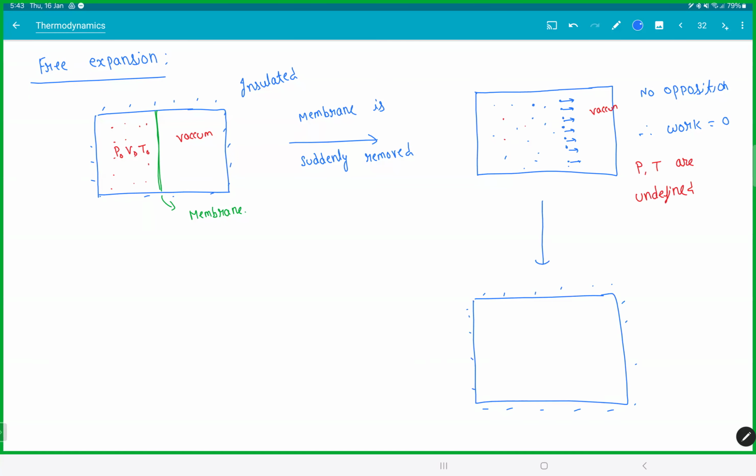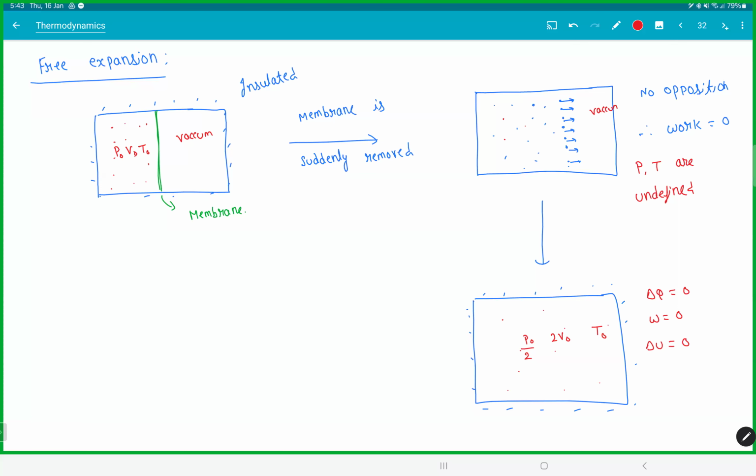Now, this is the best part. Since the whole container vessel is insulated, delta Q is zero. We proved work done is zero. Therefore, delta U is zero. All are zero. So these gas molecules will spread out. The pressure becomes half. Volume becomes double, assuming the container is 2 times the size. Temperature remains the same. Because delta U is zero, temperature doesn't change. The internal energy remains the same, but pressure becomes half and volume becomes double.